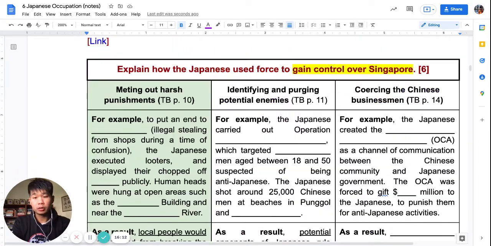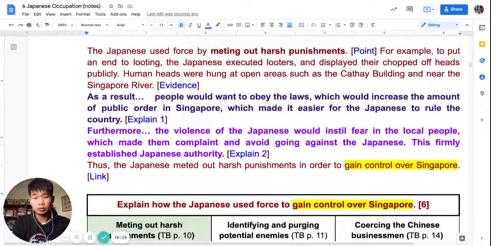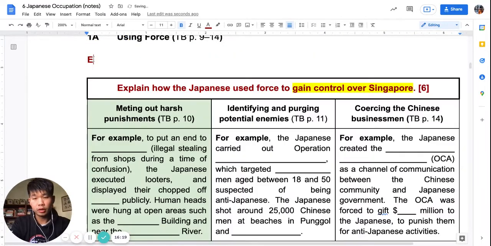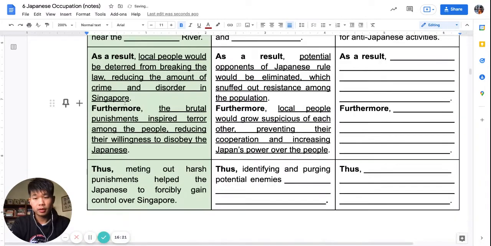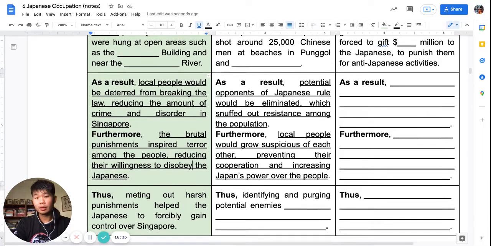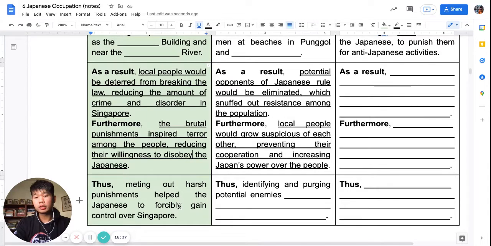And this would be here, going down vertically here, right? These were my explanation points. Reducing the amount of crime and disorder, because the brutal punishments inspired terror and reduced disobedience, and thus causing the Japanese to gain control.